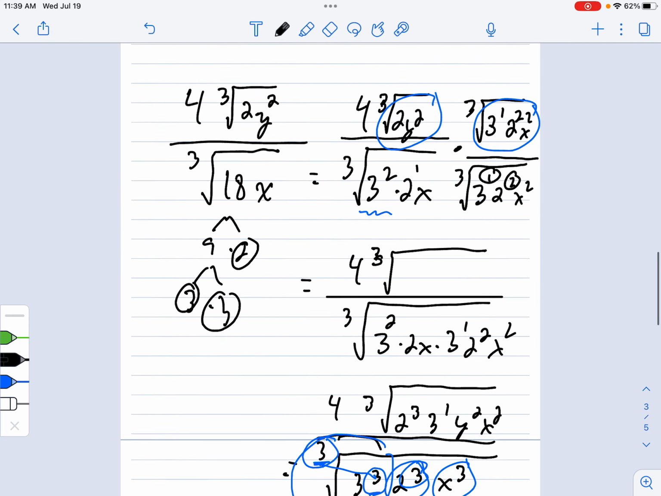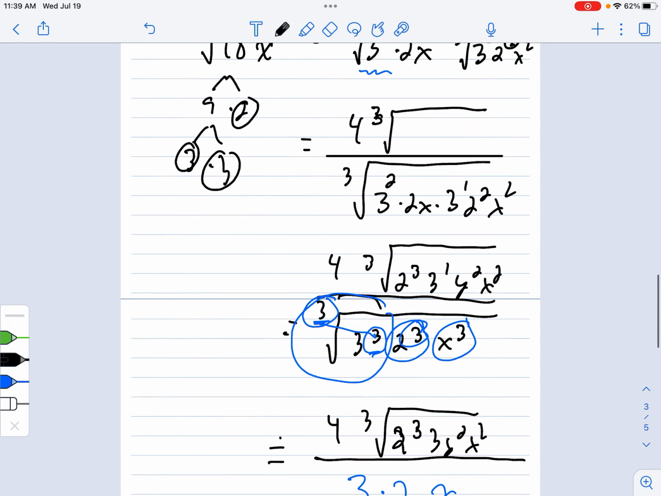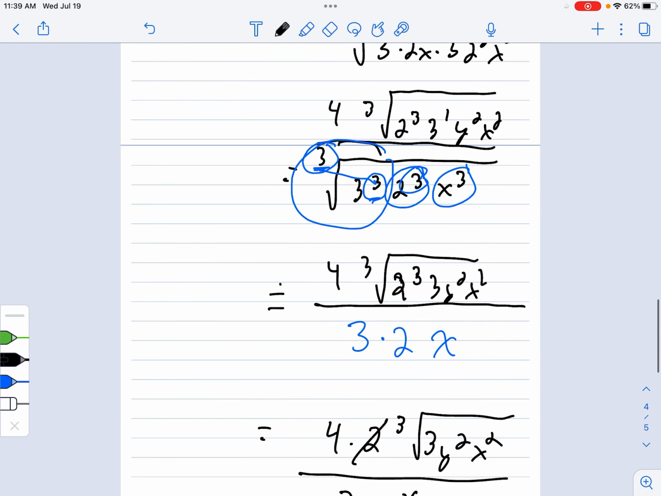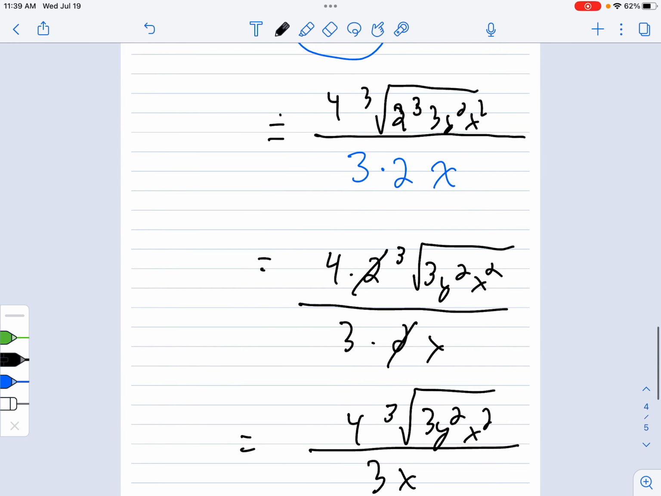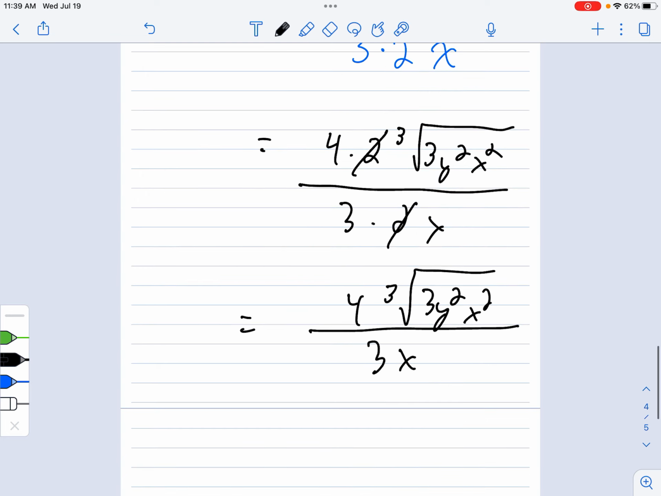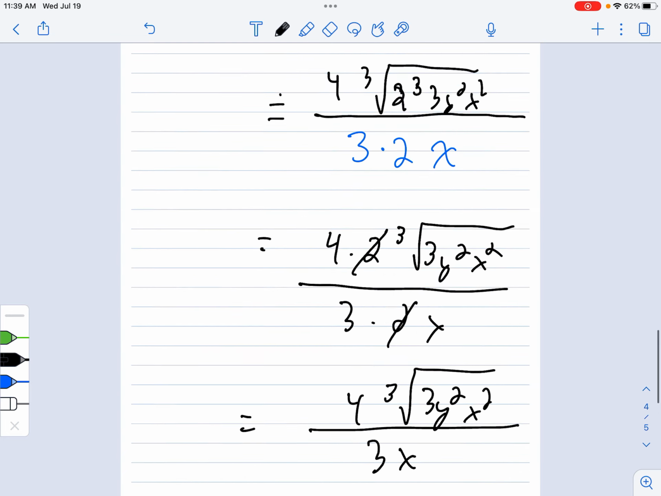For the numerator, you just have to wait and see what you have and see what you can simplify this down to. We multiplied and got the cube root of 2 to the third, 3 times y squared x squared. We could pull the 2 out, and you would just have the cube root of 3y squared x squared.